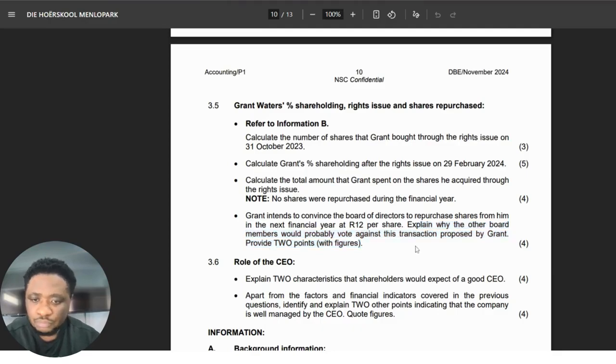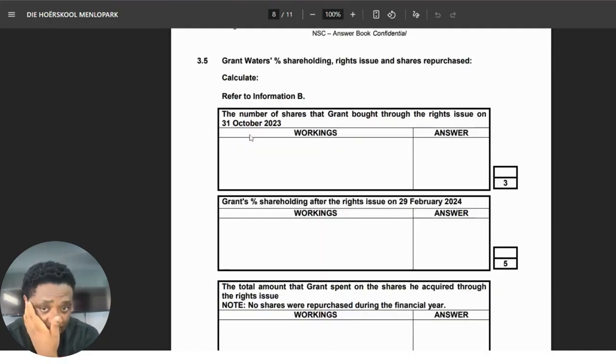All right, we'll certainly have a look at that. So the first part is to make a calculation for the number of shares that Grant bought during this rights issue.